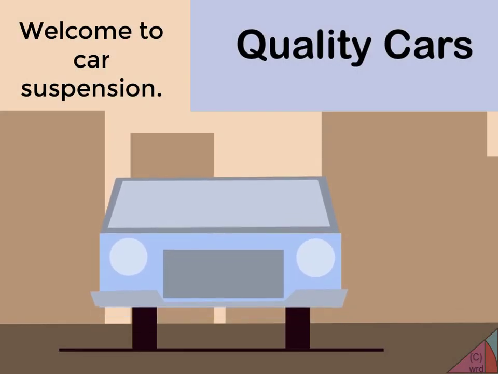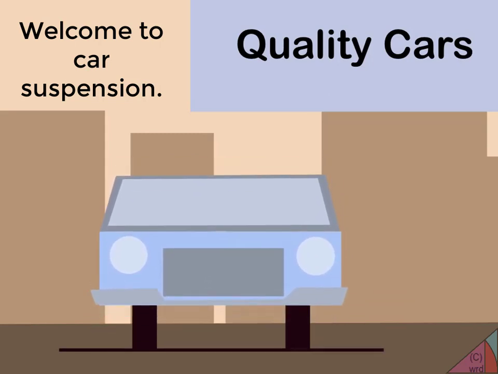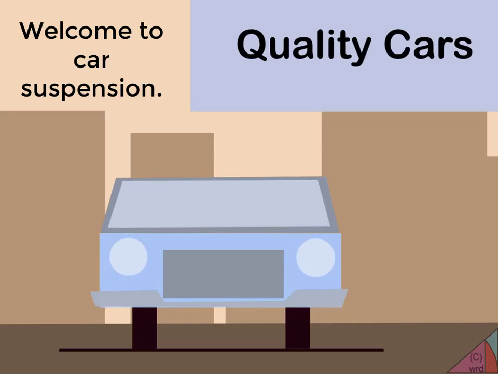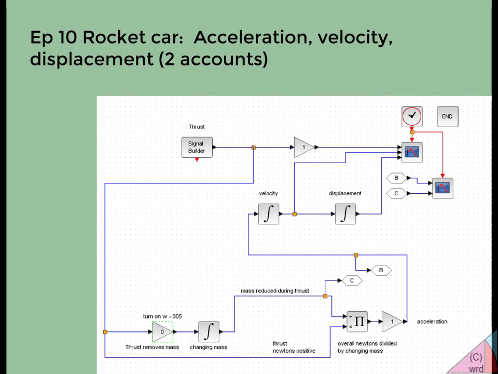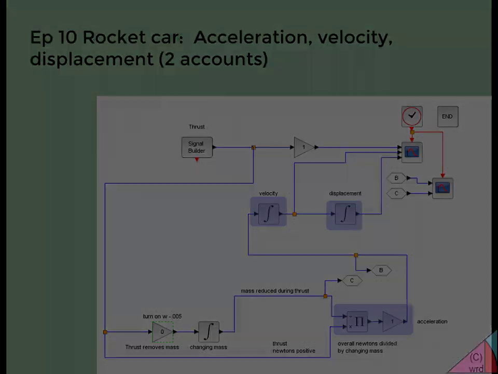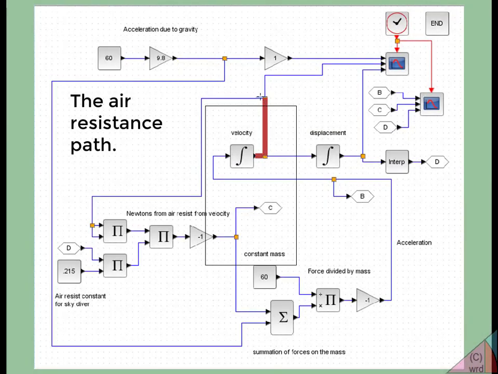Welcome to episode 14, Car Suspension, How Cars Achieve a Soft Enough Ride Without Wheel Hop and Loss of Control. In episode 10, we introduced open-ended acceleration, velocity and displacement with the rocket car. Force was a constant. In episodes 11 and 12, we included air resistance and changing forces in motion problems.